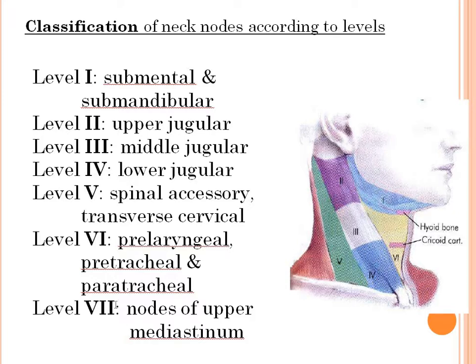Level 7 is the nodes of the upper mediastinum. So these are nodes of the upper mediastinum. This is level 6. So here is the trachea, there is the pretracheal, paratracheal and the pre-laryngeal. And level 7, it has this level. These are nodes of the upper mediastinum, above the mediastinum.